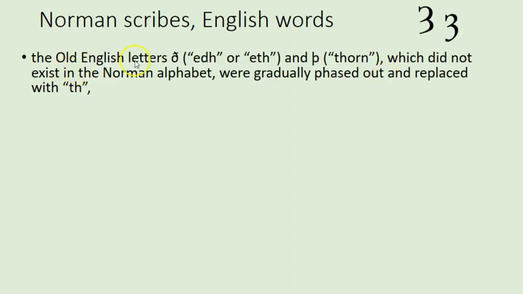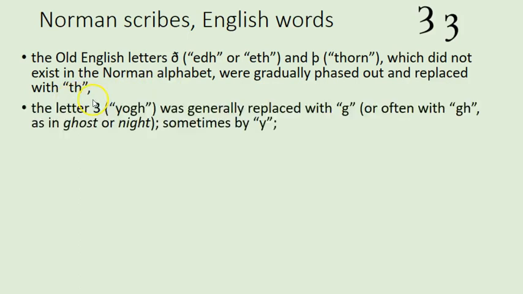So we have the Old English letters eth and thorn. These survive. They did not exist in the Norman alphabet, and they were gradually phased out and replaced with th. The letter yogh was generally replaced with a G, or sometimes with a GH, as in ghost or night, but sometimes by Y. This would have been ghost or nicht in the Middle Ages, right, because it's a velar fricative.